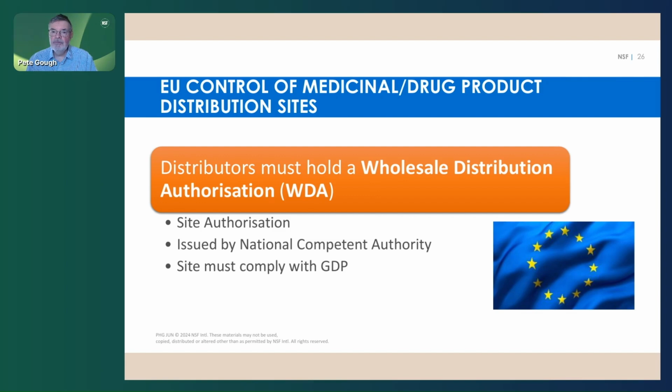Very similarly, for the distribution, there are controls on the wholesalers, and it's called a wholesale distribution authorization. Again, it's a site-specific authorization issued by the national competent authority, and you have to demonstrate compliance with good distribution practice guidance, and you will have an initial inspection to get your wholesale distribution authorization in the first place, and then an inspection typically every 2 to 3 years in order to maintain it, and you get a WDA wholesale dealer's certificate at the end of it.